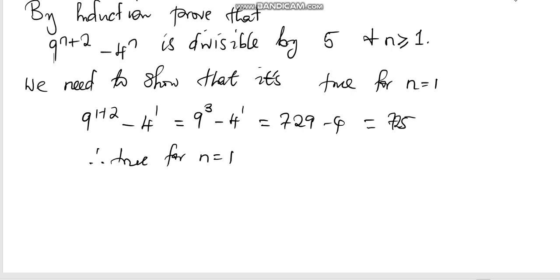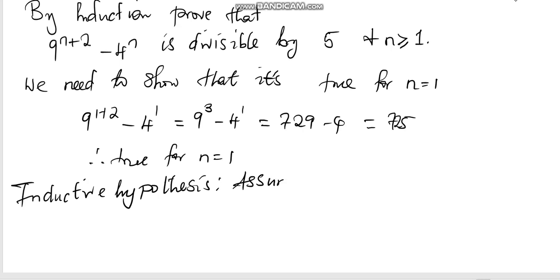Now step number 2, we make an inductive hypothesis. On the inductive hypothesis we make an assumption that it's true for n equals k. So we assume that the statement is true for n equal to k. We need to show that the statement is true for n equals k.